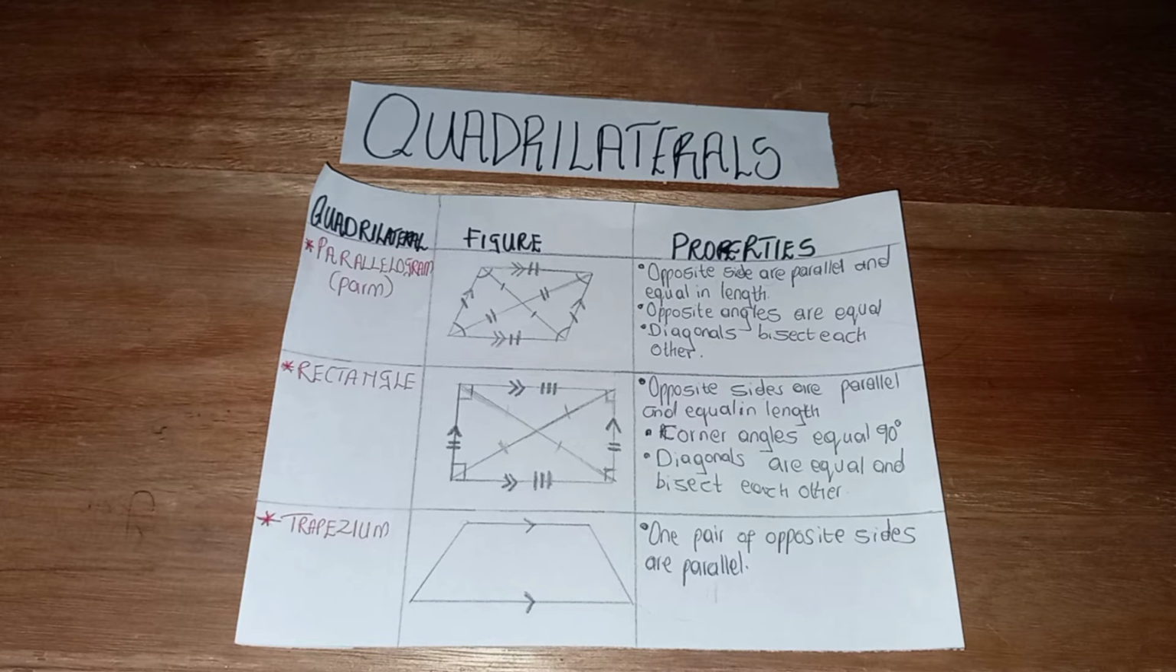Firstly, let me mention that the properties of a rectangle are basically the same as the properties of a parallelogram. The only difference is that a rectangle has 4 right angles inside. It has 90 degree angles, right? Let's read the properties, and then you'll be able to pick up the other differences between a parallelogram and a rectangle. The first property is that opposite sides are parallel and equal in length.